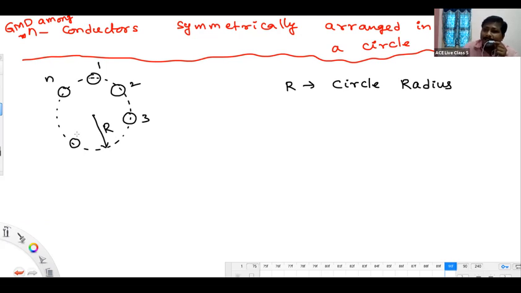What do you mean by the symmetrical arrangement? Anybody? Symmetrical arrangement means the 1 to 2 distance, 2 to 3 distance, 3 to 4 distance, 4 to 5 distance, and so on, up to N to 1 distance, will be equal. Means the distance between any two successive, nearby conductors will be equal. If you stand at 1, 2 is at the same distance and N is also at the same distance. And from 2, 1 is at the same distance and 3 is also at the same distance. Okay, that's the meaning.